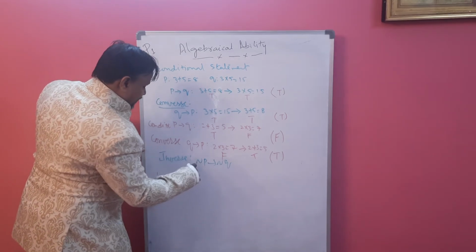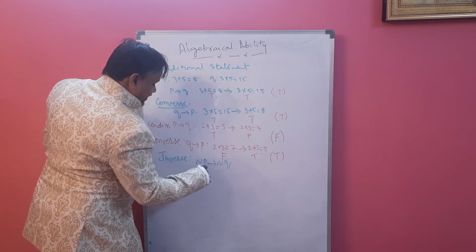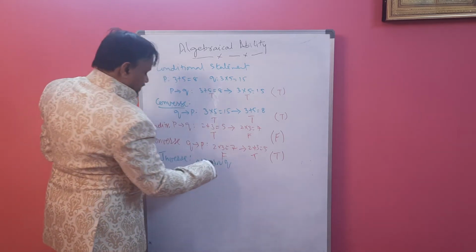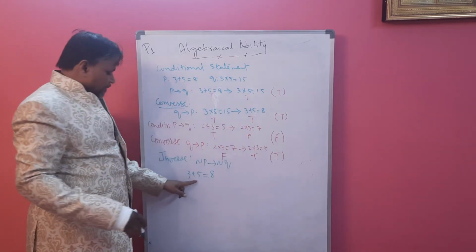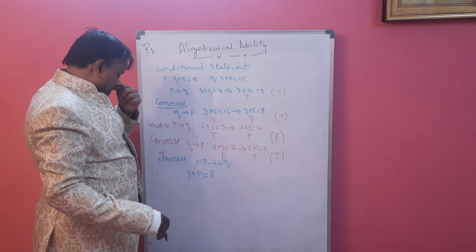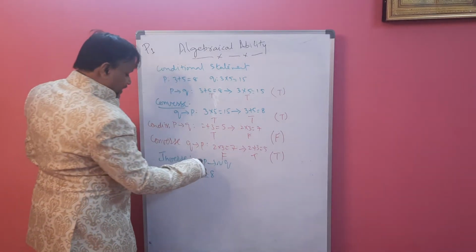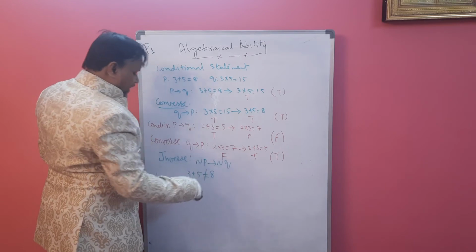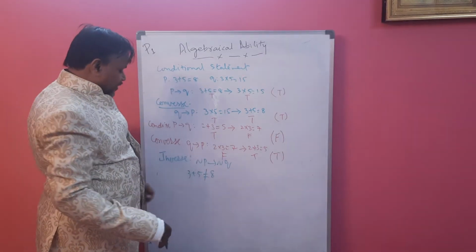3 plus 5. Negation we have to make of this statement. 3 plus 5 equal to 8 is a true statement. Now we have to take not equal. Equal negation is not equal.